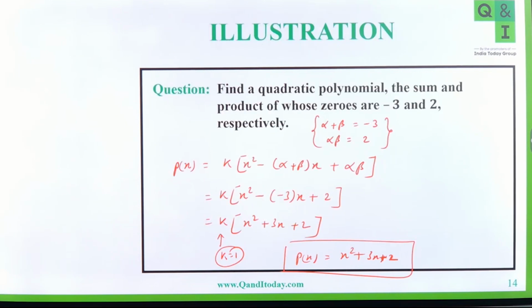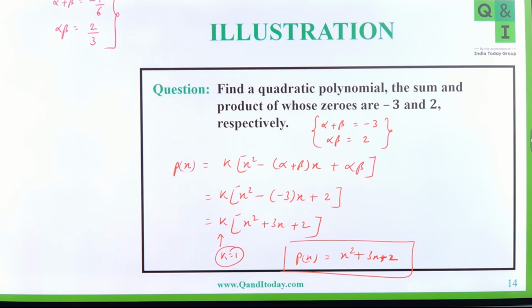So here, students, for example, if the sum of the zeros alpha plus beta is given as minus 1 by 6, and let's say the product alpha beta is equal to, for example, 2 by 3, right? This is given in the question. Now you have to find the quadratic polynomial.